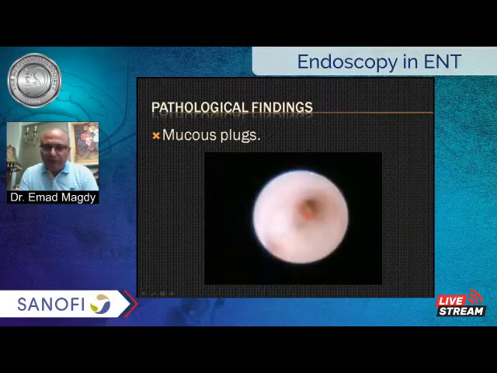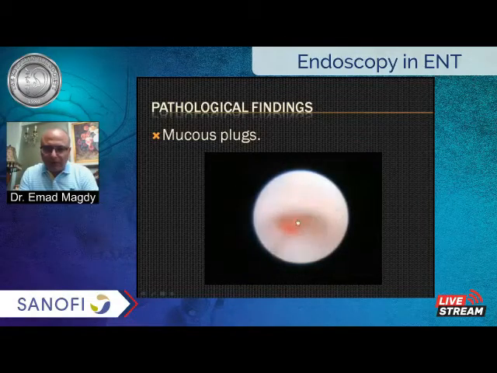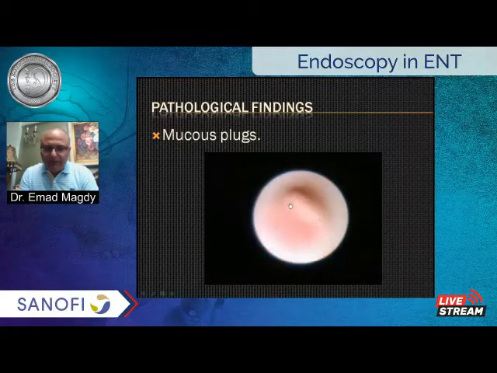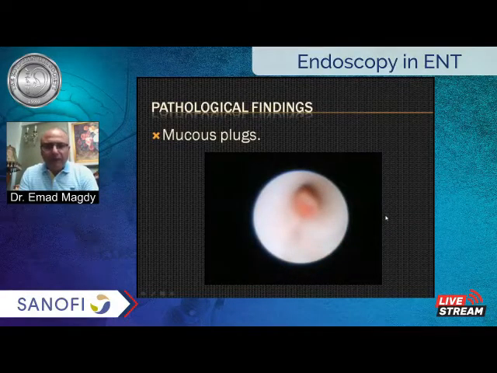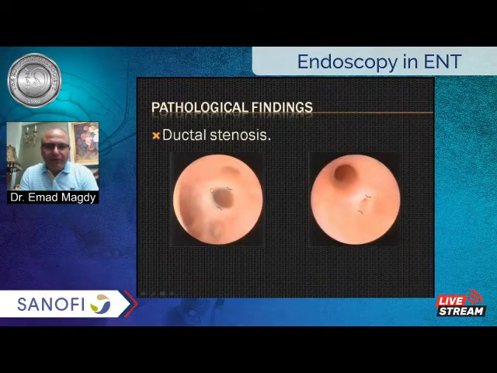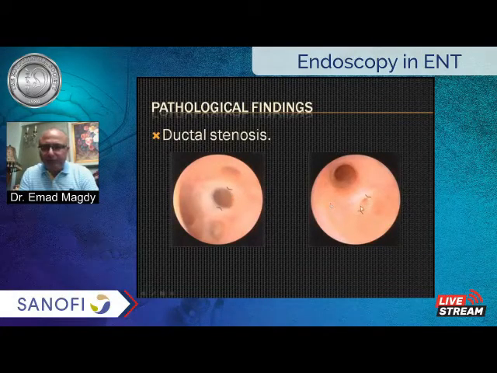This video shows you actually how a mucus plug looks like. See here, this haziness. This is a mucus plug inside a duct. Ductal stenosis appears like a concentric thickening or ring around a duct, as you can see here, or one of the secondary branches or tertiary branches even.